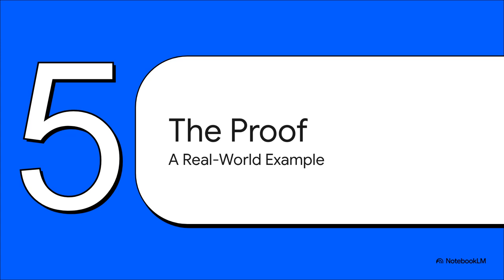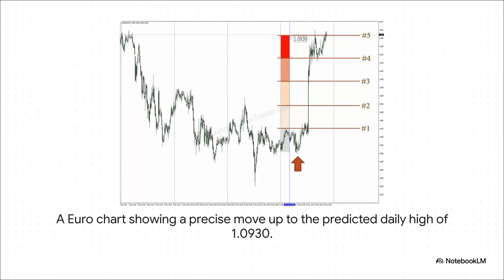ICT provided this example, and it led to an almost unbelievably precise call on the daily high. Okay, so take a look at this Euro chart. The call was for the daily high to form right around the 1.0930 level. And just look at what happened. Price rallied up with surgical precision, tagged that level almost to the pip, and then reversed. It's beautiful. But the question is, how on earth was that level identified ahead of time?